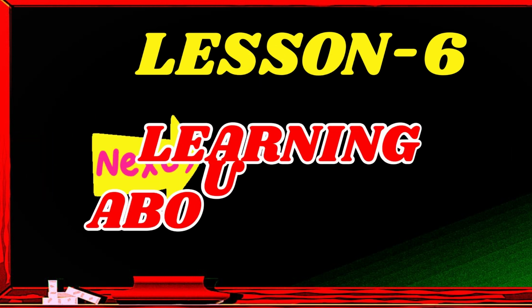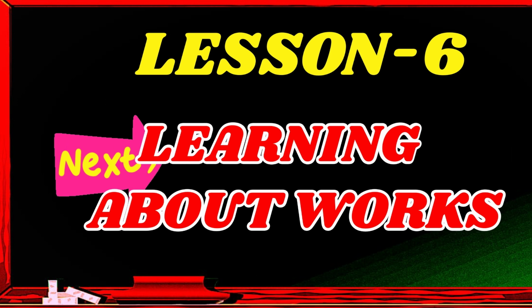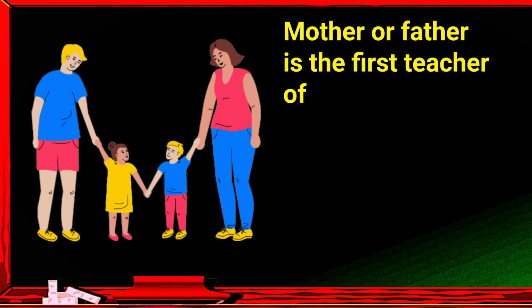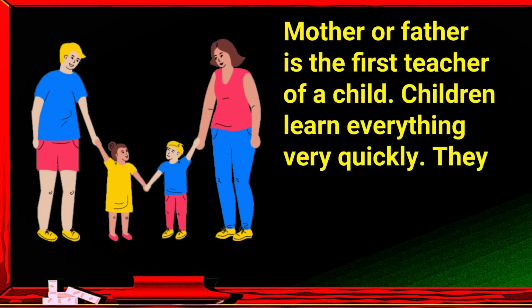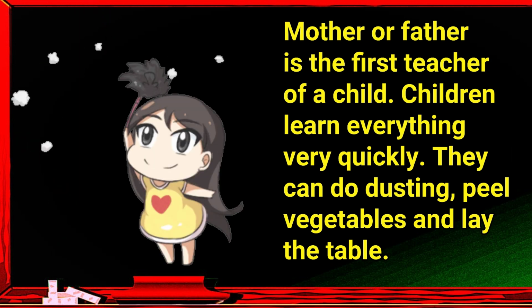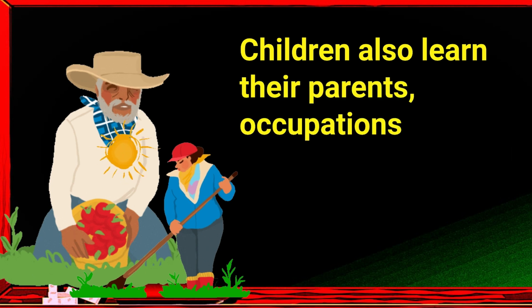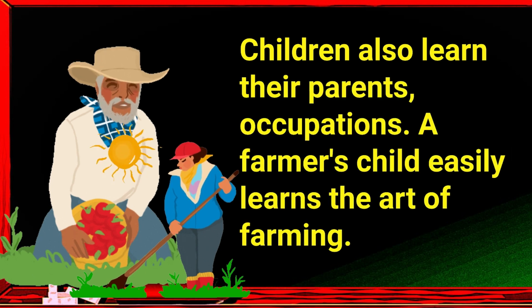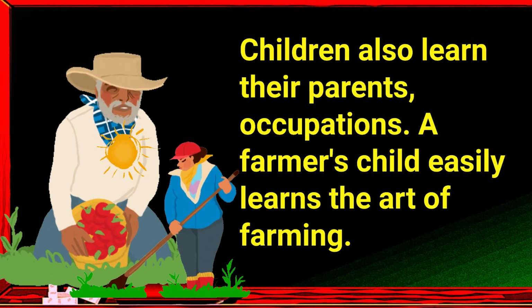Now, next, we will revise the important facts about lesson 6, Learning about Works. So let's revise the important points related to this lesson, which is very important. Mother or father is the first teacher of a child. Children learn everything very quickly. They can do dusting, peel vegetables, and lay the table. Children also learn their parents' occupations. A farmer's child easily learns the art of farming.